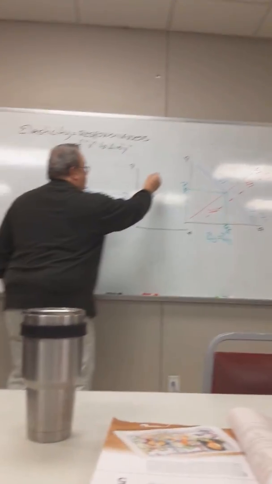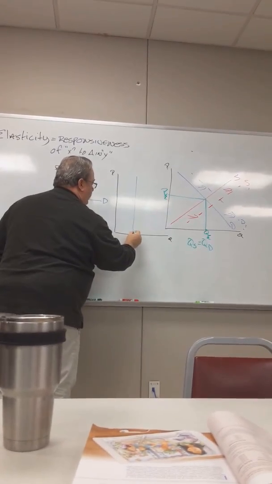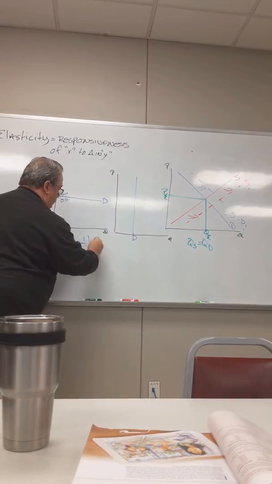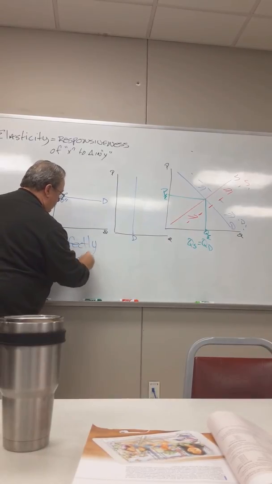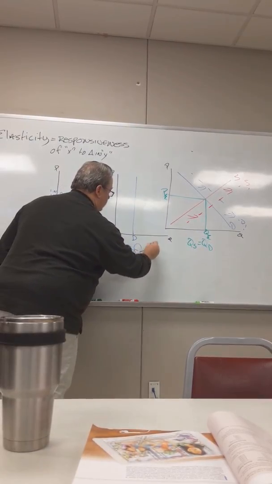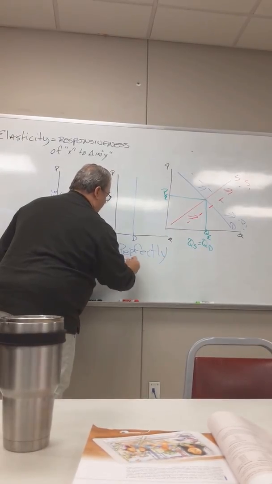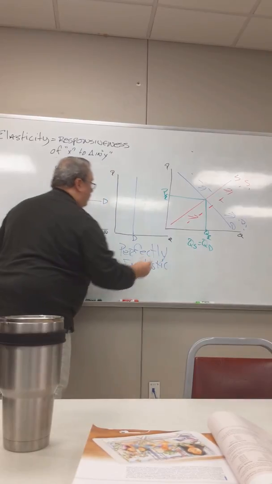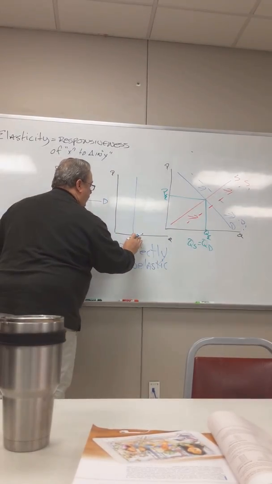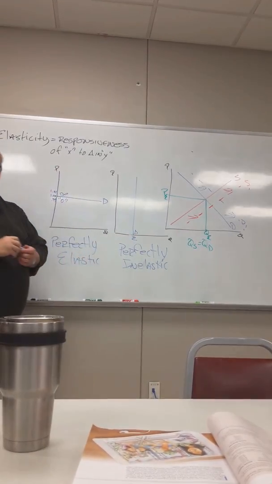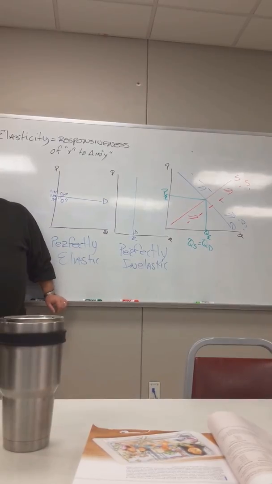Now in this case, let's say I have a perfectly inelastic curve. This is perfectly elastic, and this is perfectly inelastic. Let's say the quantity for this product, this demand, is 2 units. We can have a situation where we have a perfectly inelastic demand curve.